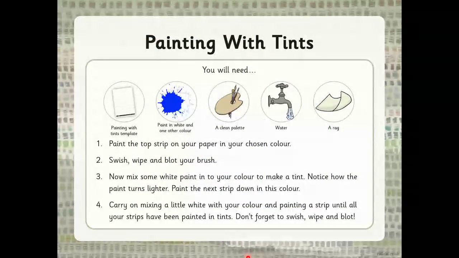Now then, you are going to be doing something similar today. You're going to be painting with tints today. So you are going to need a piece of paper. You are going to need some paints. You're going to need two colours. You're going to need a white and another colour of your choice. It doesn't have to be blue. It can be a different colour. You're going to need some paintbrushes. You're going to need some water to wash your paintbrushes and something to dry them with, okay?